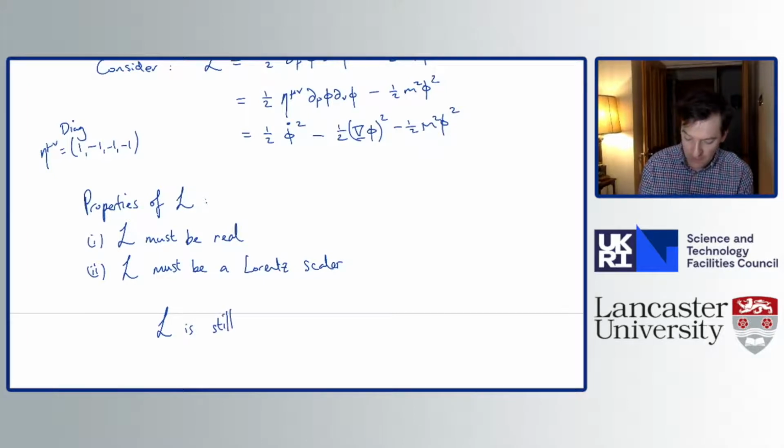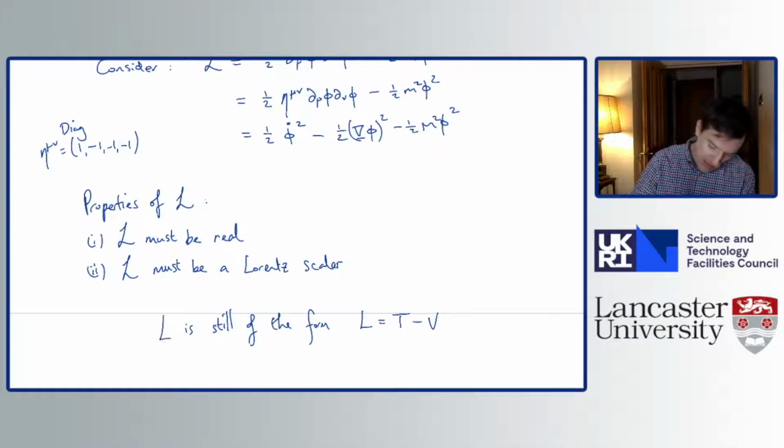It's maybe not so obvious here, but in fact, in this example, L is still of the form of a kinetic energy minus a potential energy. I should be a little bit more careful. The Lagrangian is still of the form T minus V. So the Lagrange density leads to that form.